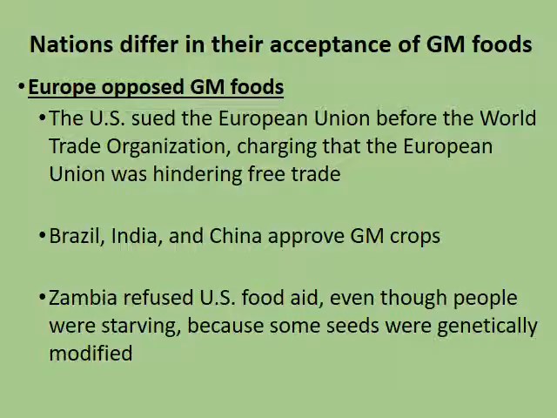In Europe, there are no genetically modified organisms unless they're labeled, okay? India, China, and Brazil approved GM crops. Zambia refuses US aid because most of the crops being sent over are GMOs, and they don't want that stuff.